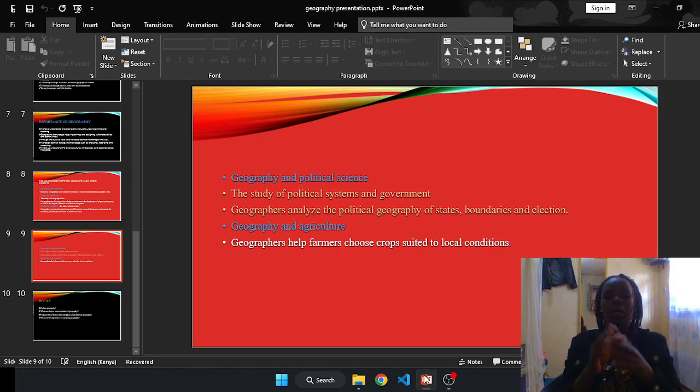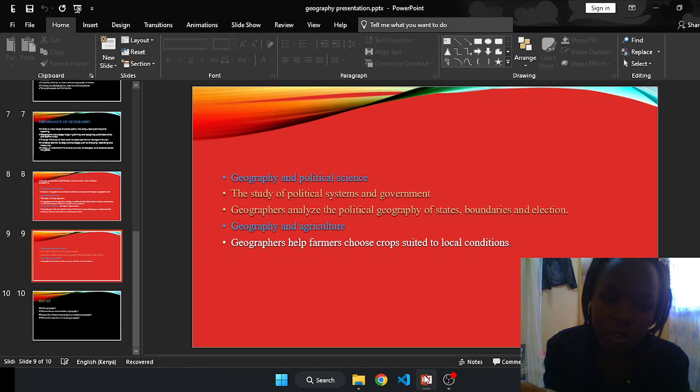So, agriculture, through the study of geography, under geography we study climates. So this geography relates with agriculture because it helps them to identify or to know the climate suitable for the crop that they want to grow in maybe different locations. Like here in Nandi, this climate is cool and wet, so it is suitable for tea.